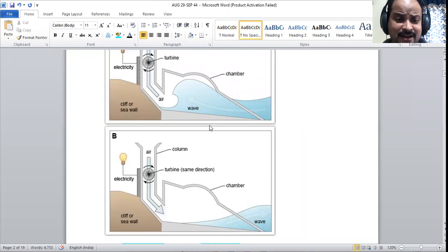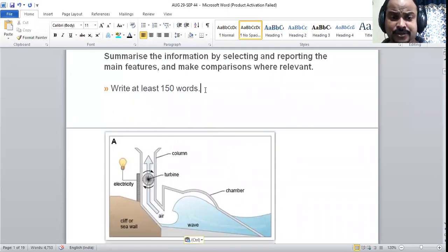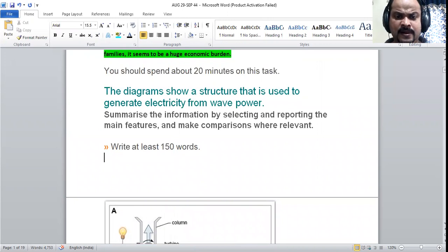Okay, now we can start. Now we have to write the introduction of this particular task. Now I'm going to frame the introduction here.